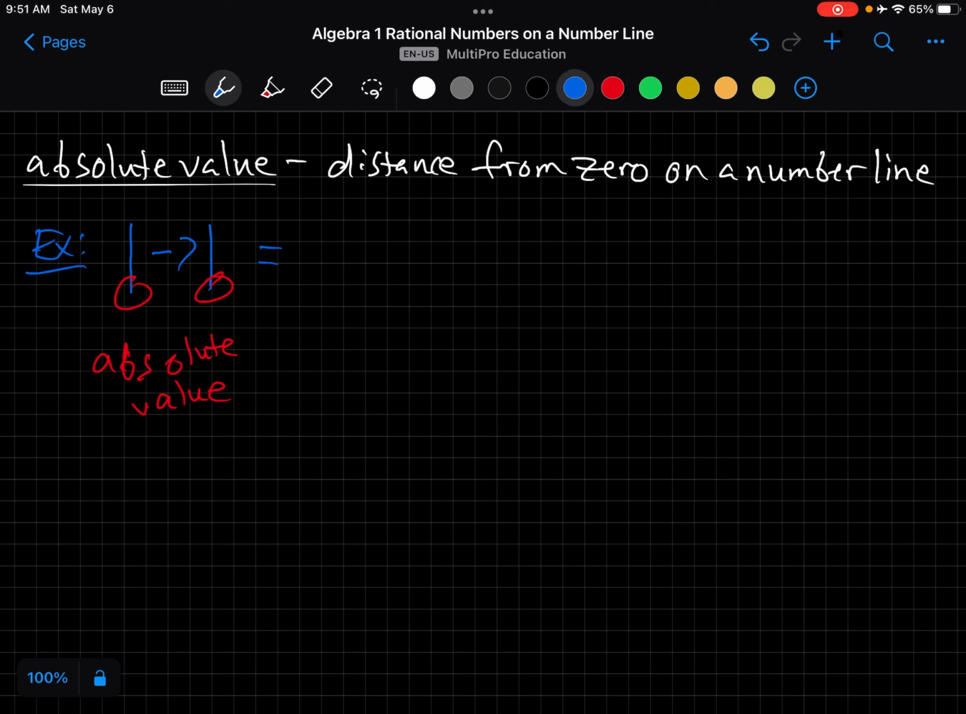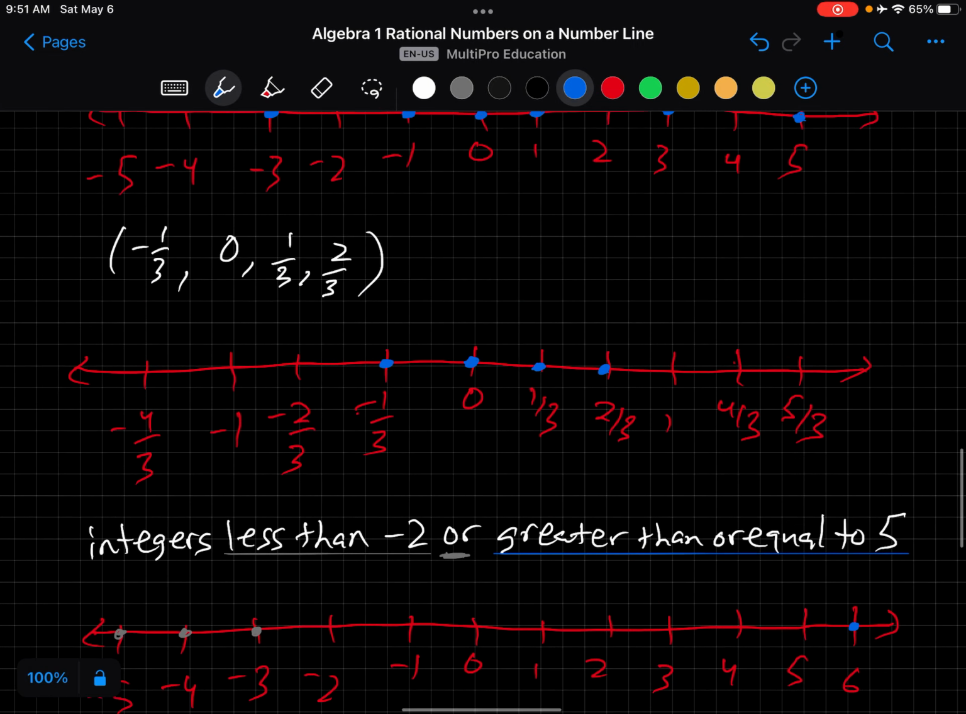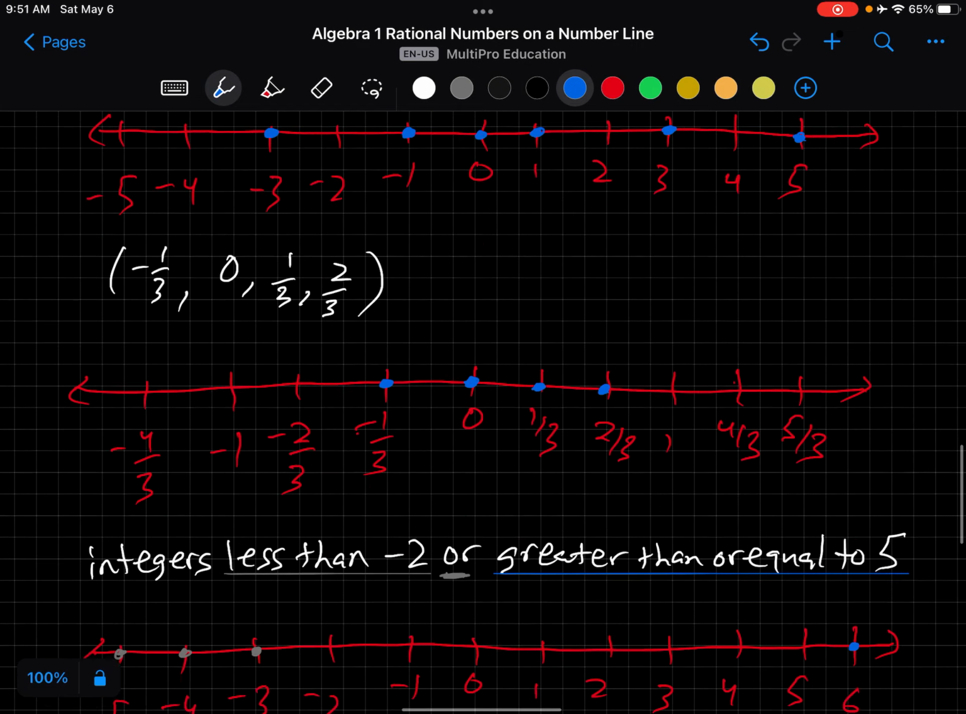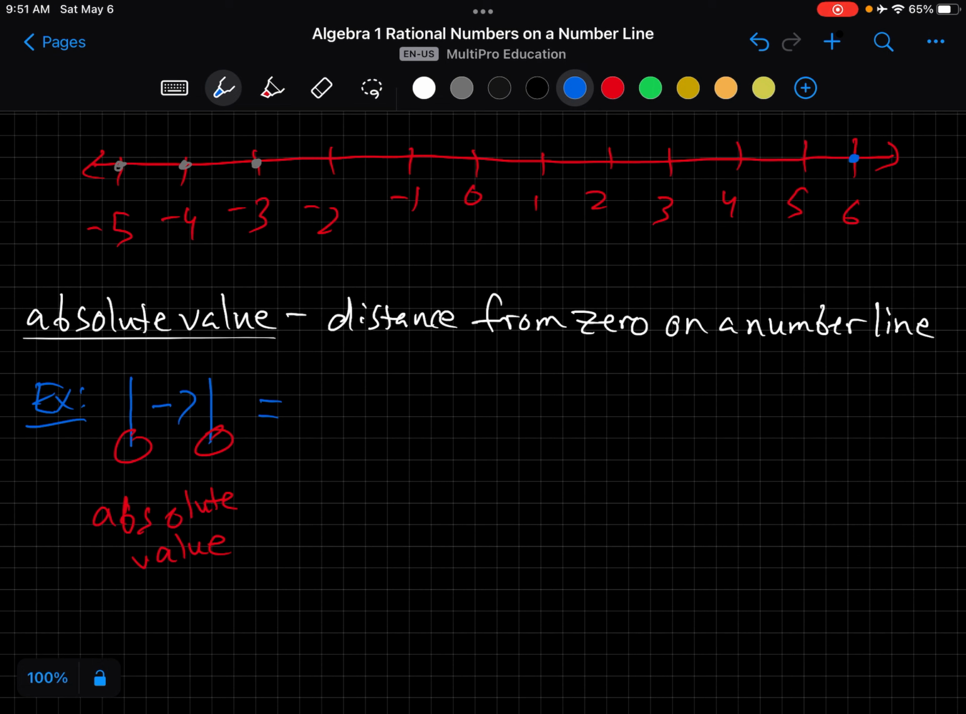Alright, so what would this equal? On the number line, I don't think we have one as far as -7 here, but if we did, it would be 7 away from 0, because like -1 is 1 from 0, -2 is 2 from 0, 3 positive is 3 from 0, 4 positive is 4 from 0, so the answer here would be 7.